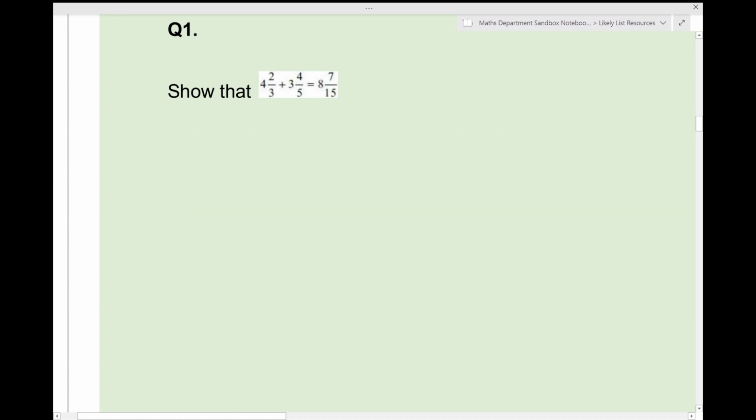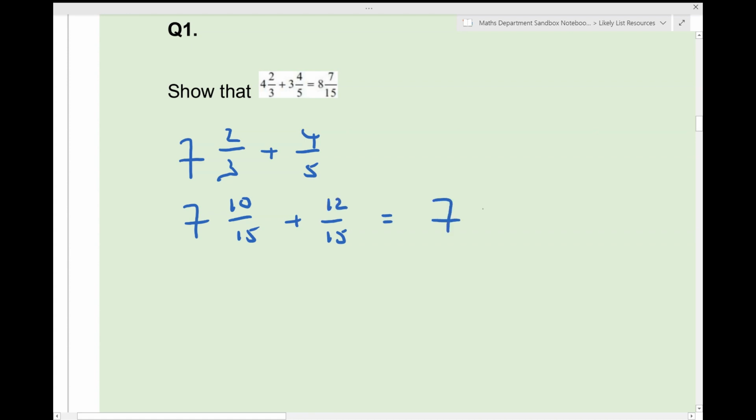So I've got the 4 plus the 3 gives me 7 wholes, and now I've got 2/3 and 4/5. Thirds and fifths, I'll change those into 15ths. Times by 5, 2 5s are 10, times by 3, 4 3s are 12. That gives me 7 and 22/15ths, which is 8 and 7/15ths. And that is question 1 done.